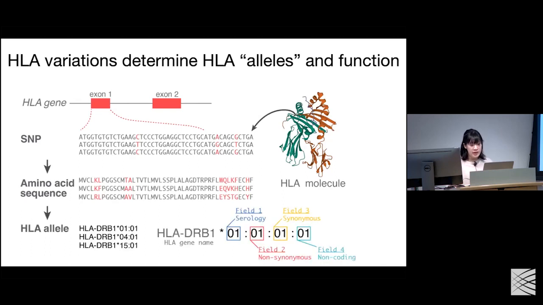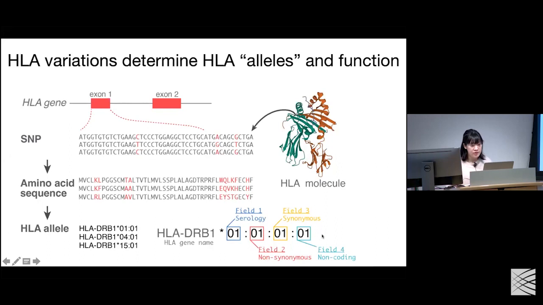Based on this combination of sequence variation in HLA, we have a name for HLA types or alleles, like HLA-DRB1*01:01 or HLA-DRB1*04:01. This naming system is a little bit confusing, so I will briefly touch on this. The HLA alleles consist of the HLA gene name, like HLA-DRB1, with a field separator of an asterisk, and the allele names, which are again separated by colons, and it consists of 4 fields.